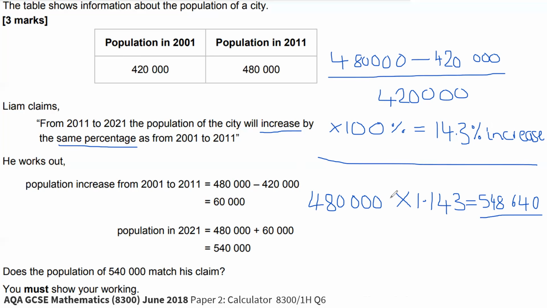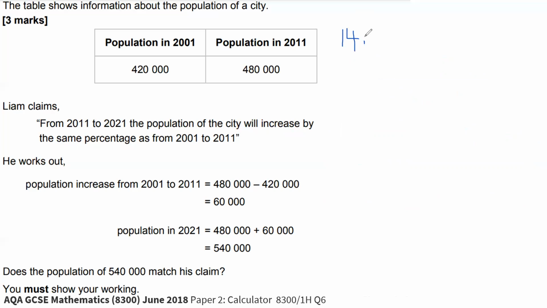Now, for some of you, that might have been too much of a jump to do all in one step. So I'm just going to clear what we've done so far, and then I've got a bit more space to work it out using some slightly easier methods. I'm just going to keep at the top that we've got a 14.3% increase, which is what we need to do. So for some of you, the easiest way is to do a 14.3% increase of 480,000.